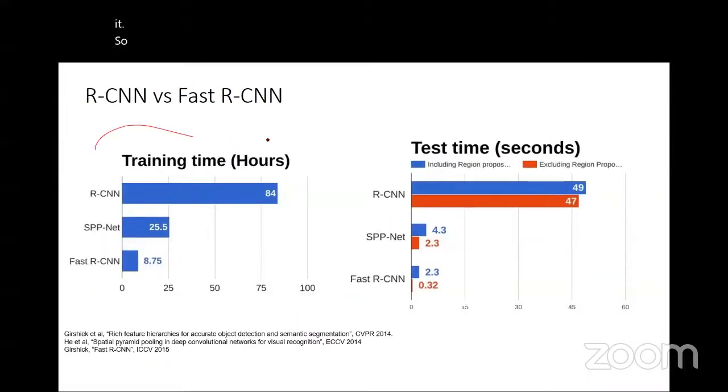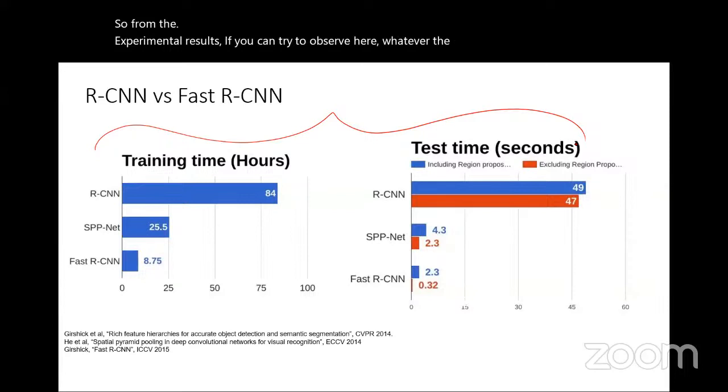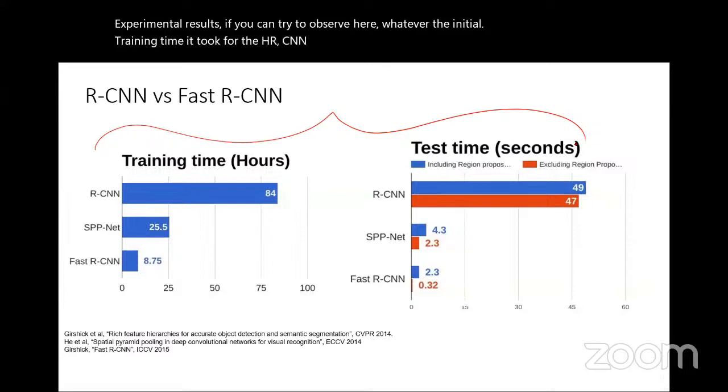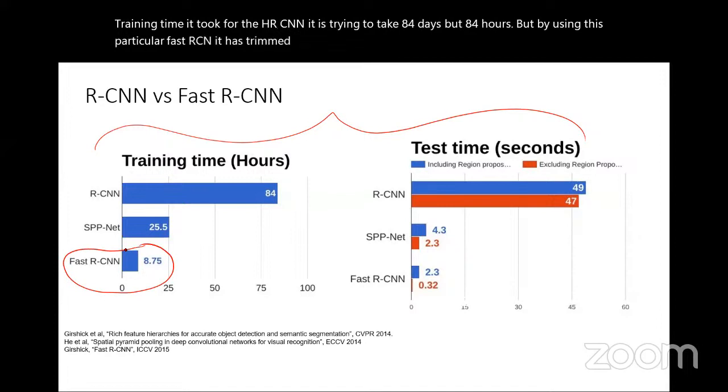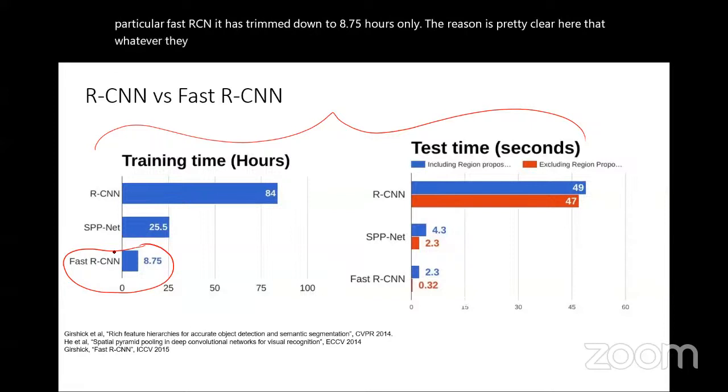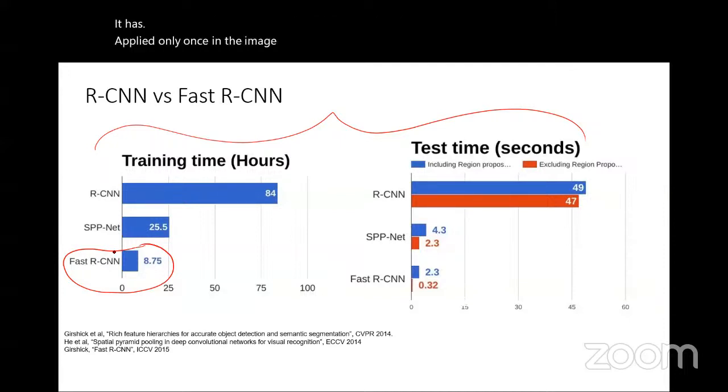So from the experimental results, if you try to observe here, the initial training time it took for the RCNN was 84 days, sorry, 84 hours. But by using this particular Fast RCNN, it has trimmed down to 8.75 hours only. The reason is pretty clear here: the complexity of the CNN architecture is applied only once in the image. Because of that, training happens once and it has converged a bit earlier as compared to the RCNN.